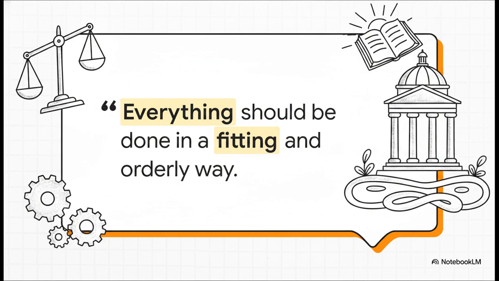Which brings us to a really powerful starting point. "But everything should be done in a fitting and orderly way." That's from 1 Corinthians 14:40. Just as God desires order, the framers knew they had to avoid chaos by designing a meticulously fitting system. They totally understood that an orderly government isn't just about handing down rules, it's about creating a stable environment where people can actually thrive. It's really a reflection of a higher divine order.